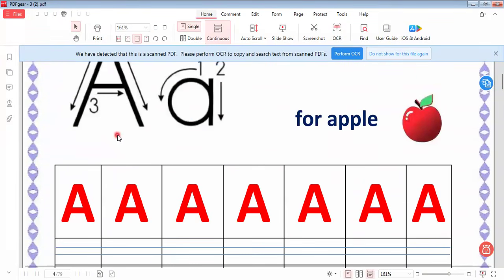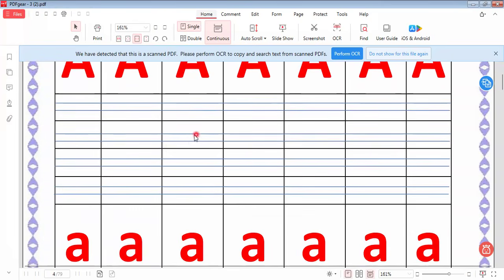Here is capital A and small a. A for apple. How can I write capital A as it is? This is called capital A, written like this. Sorry, I would like to write it in the correct way. Here is capital A written like this. This is called capital A, and this is small a, written like this.